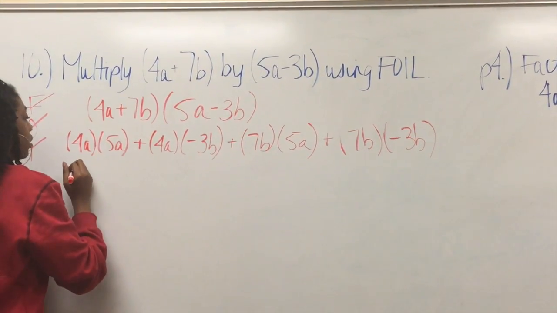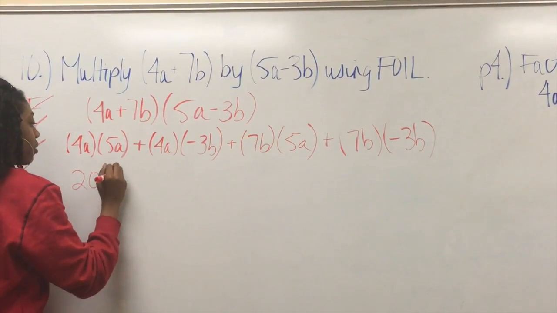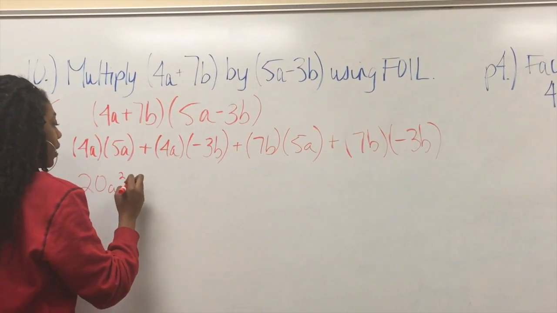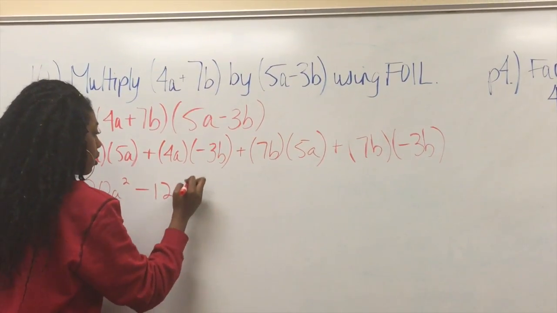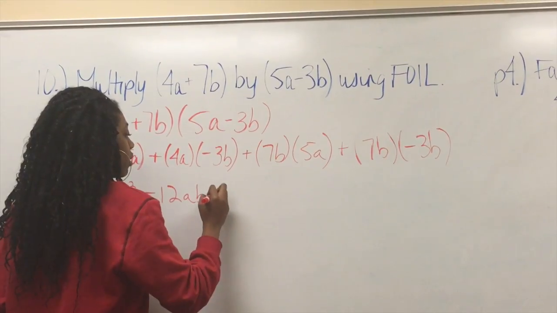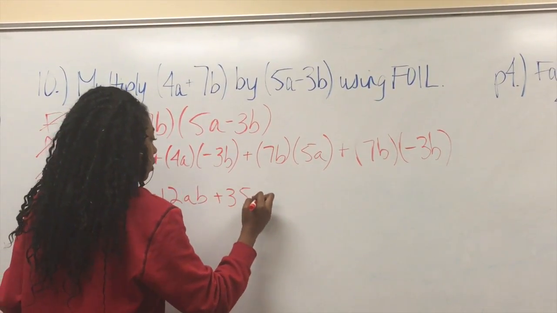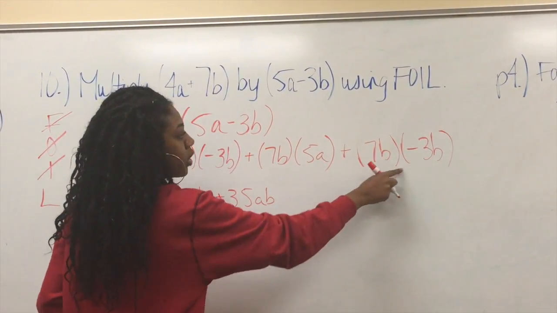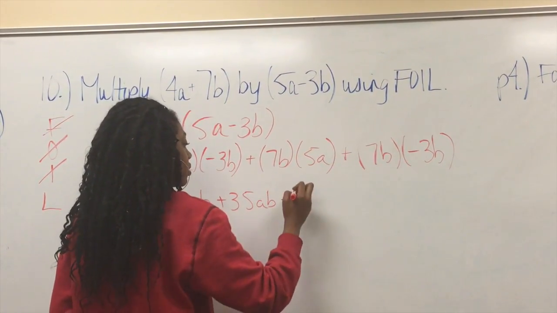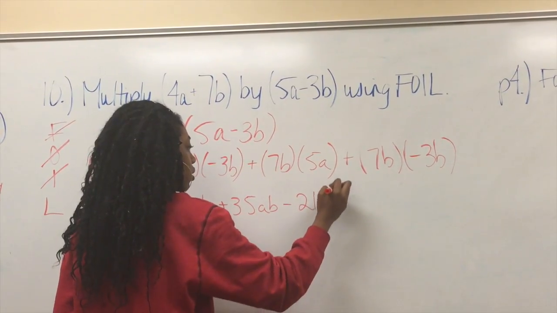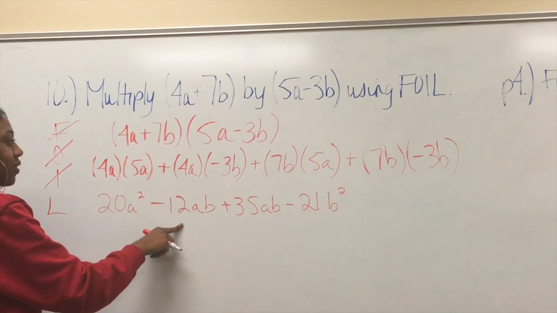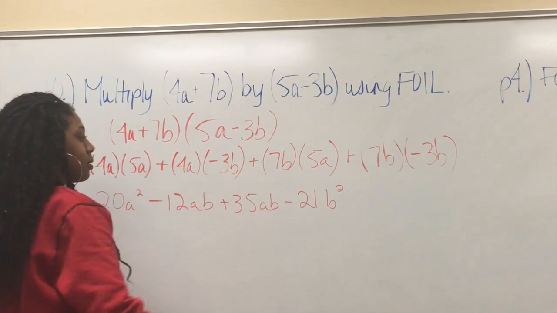So we have 20a squared when we multiply these two. Then we have negative 12ab. Next we have 35ab. And we are left with negative 21b squared, since there's b. So we have 20a squared minus 12ab plus 35ab minus 21b squared.